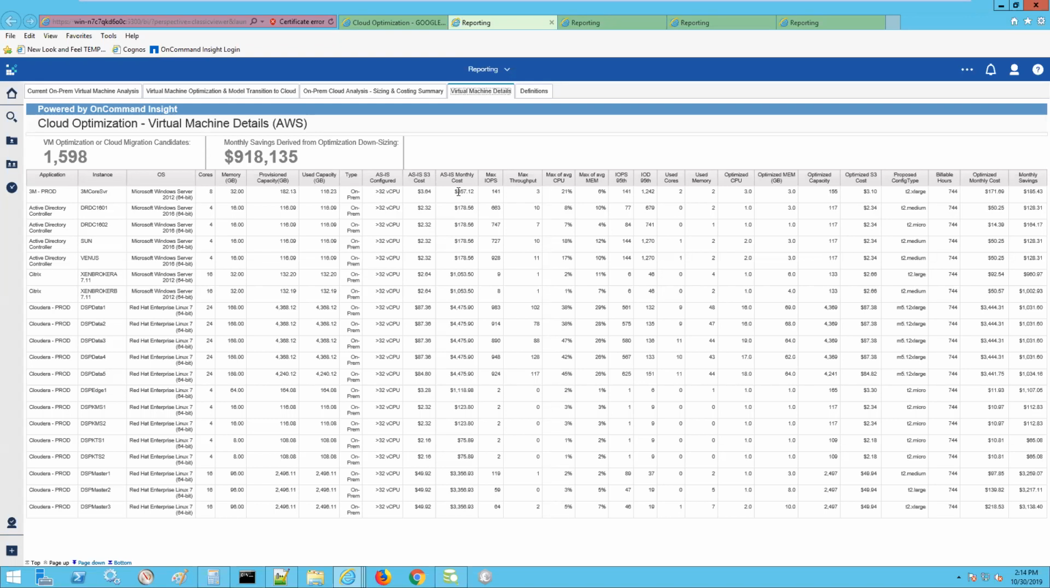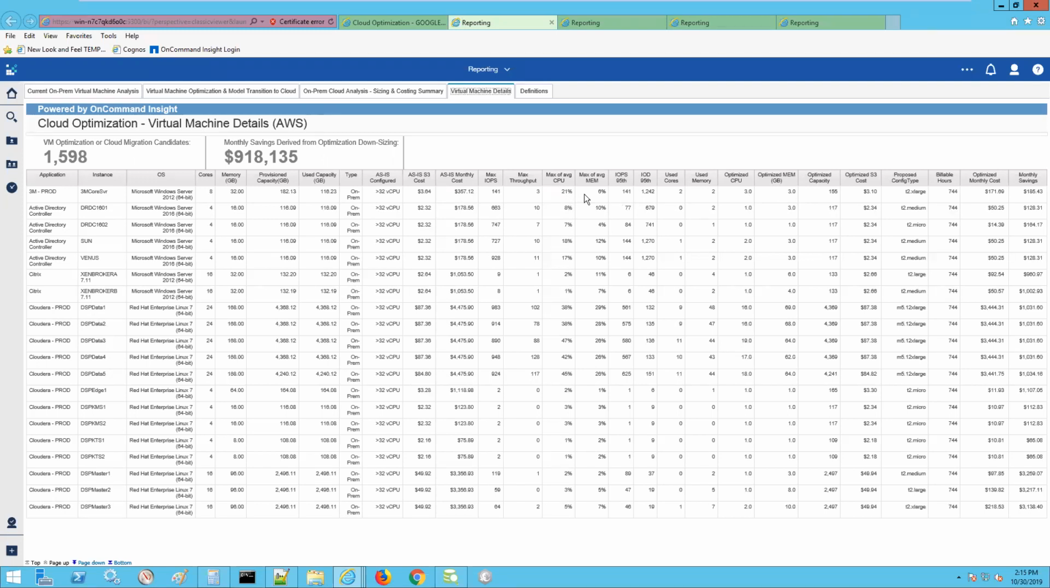Now, if we go through the optimization, I look at the max IOPS, the max throughput, the max of average CPU, the max of average memory. I look at the IOPS, the IO density. I look at the absolute used cores in the environment, the used memory. After running this data through my algorithm, I come up and say, well, I don't really need 8 cores. I only need 3 cores. And then I look at the optimized memory. I don't need 32 gig of RAM. I only need 3 gig of RAM based on my utilization.